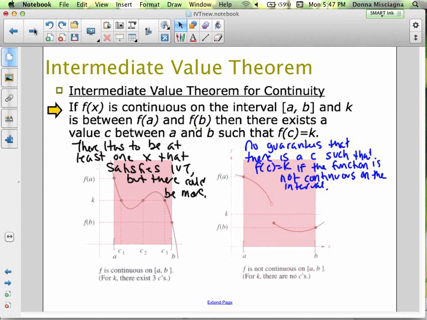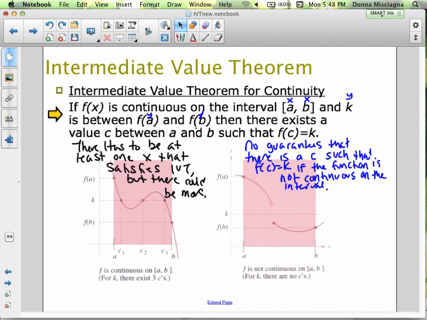If f of x is continuous on the interval [a, b], and k is between f of a and f of b, right? So k, of course, is a y value, because f of a and f of b are y values. That's y, that's x and x. So notice the brackets, it's a closed interval here. If f of x is continuous on an interval [a, b], and k is some y value between f of a and f of b, then there exists a value c between a and b such that f of c equals k.